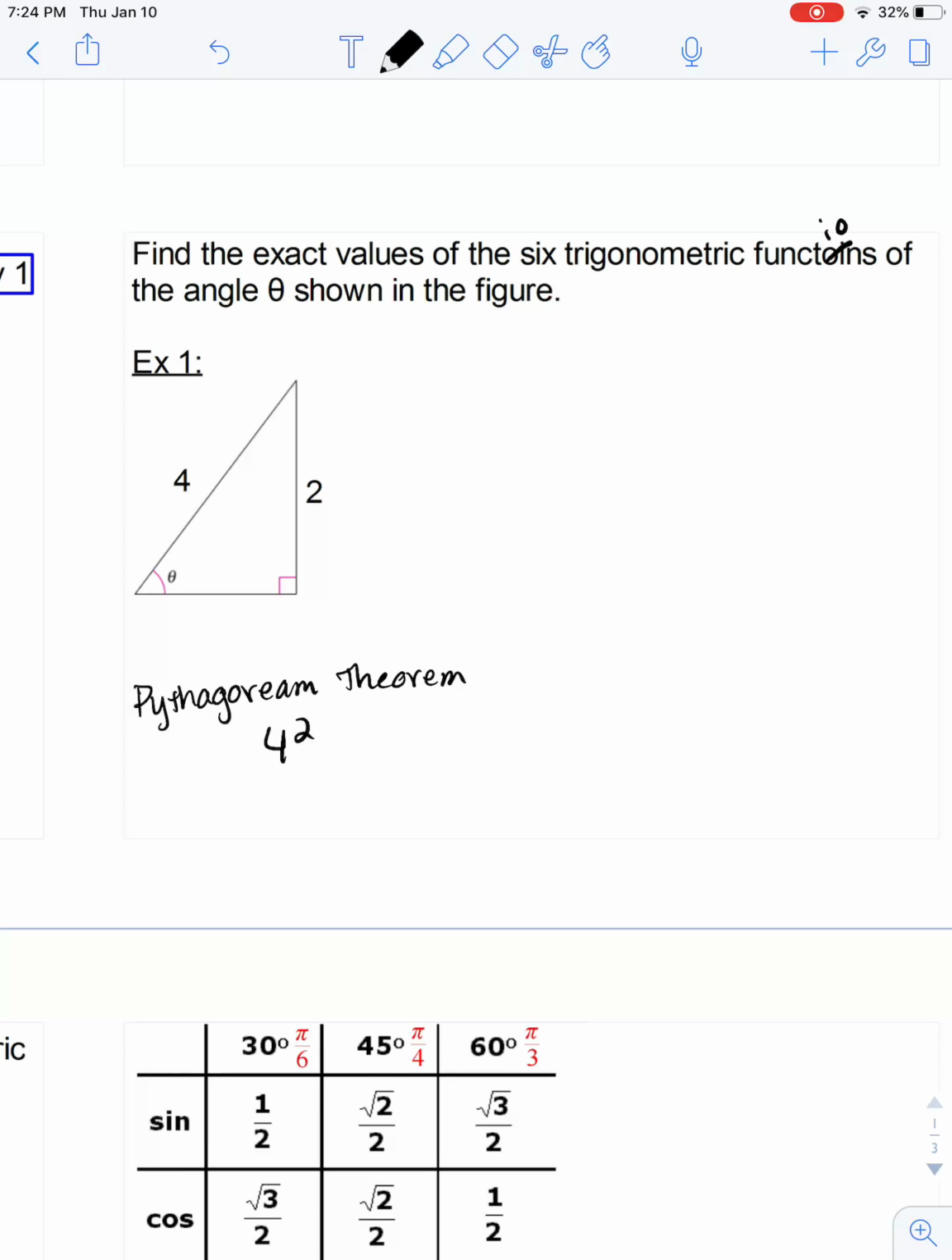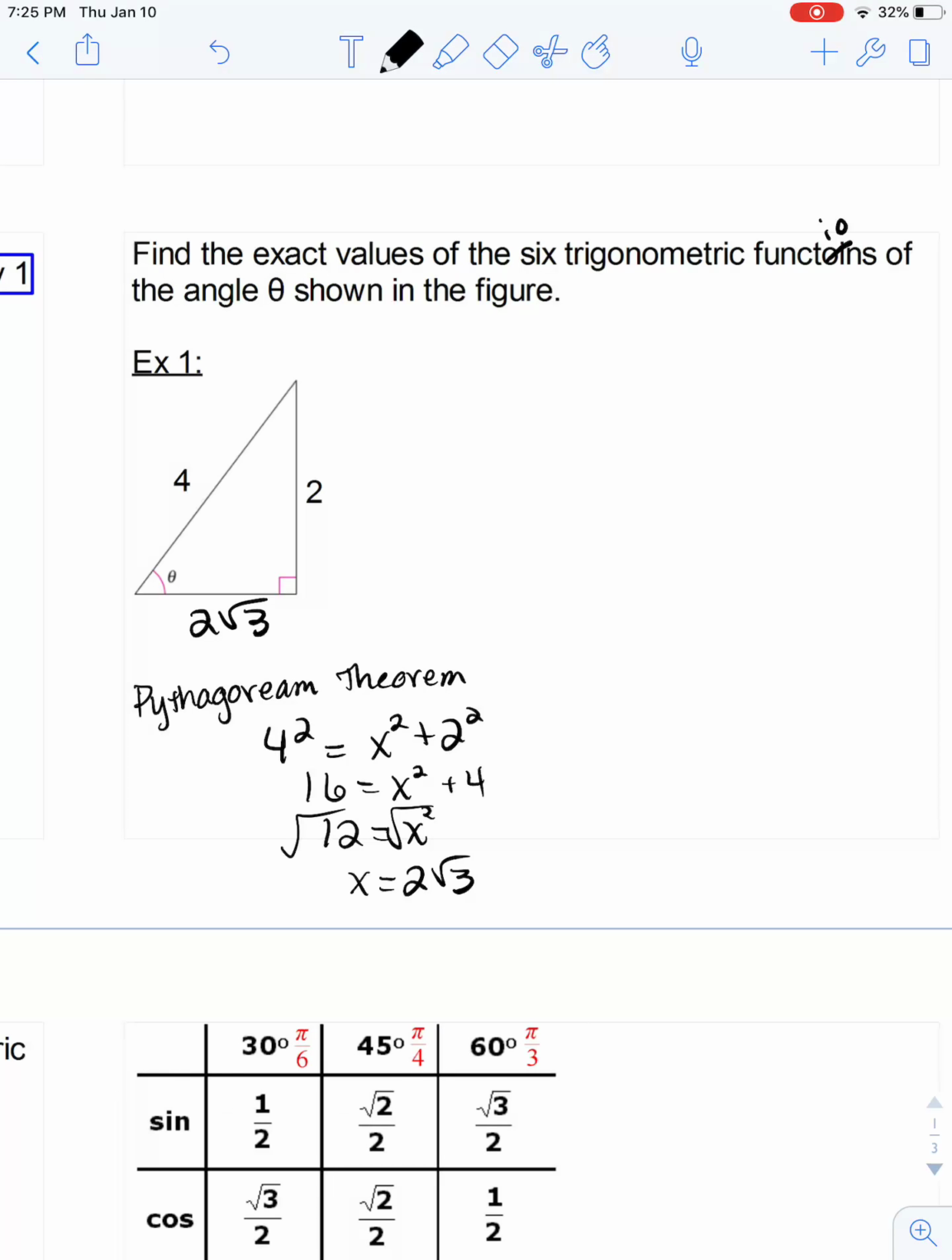So in this case, 4 squared equals x squared plus 2 squared. 4 squared is 16. X squared, here I get 4. So when I subtract, I get 12 equals x squared. So when I take the square root, that doesn't come out evenly. So what's the largest perfect square that goes in? Well, that'd be 4, so this would be 2 root 3.